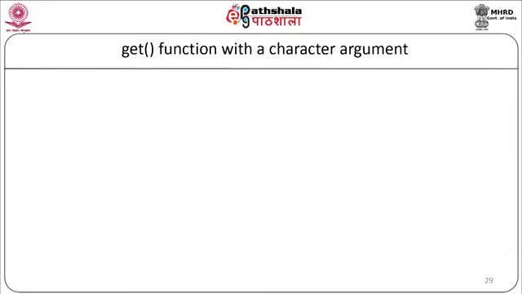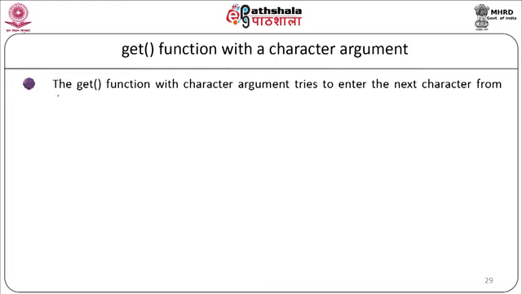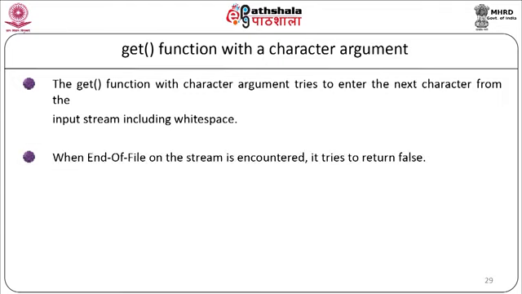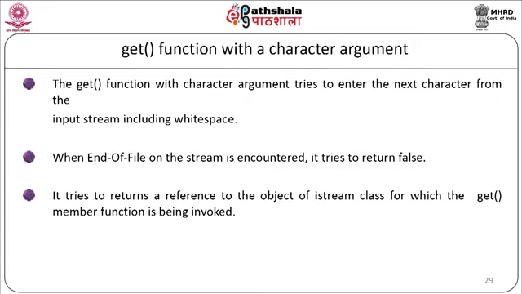Now let's see the get function with a character argument. The get function with a character argument tries to enter the next character from the input stream, including white space. When end of file (EOF) on the stream is encountered, it tries to return false. It tries to return a reference to the object of the istream class for which the get member function is being invoked. The example is: char ch1; cin.get(ch1).